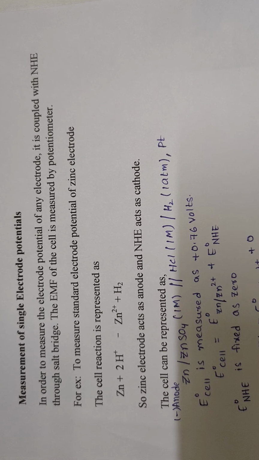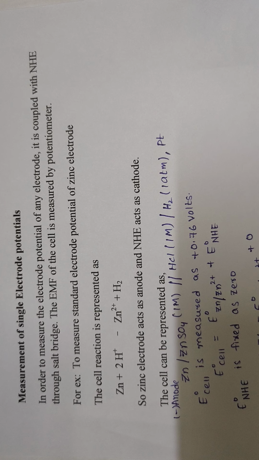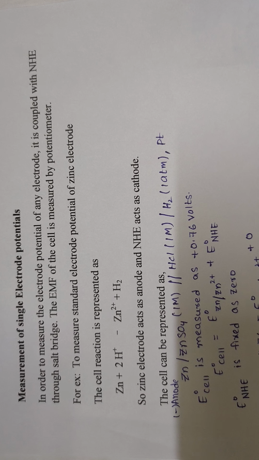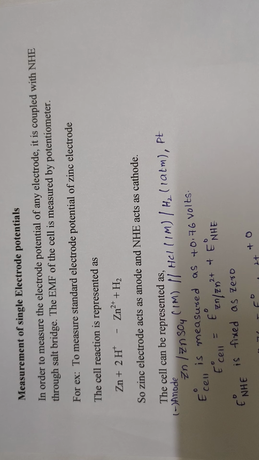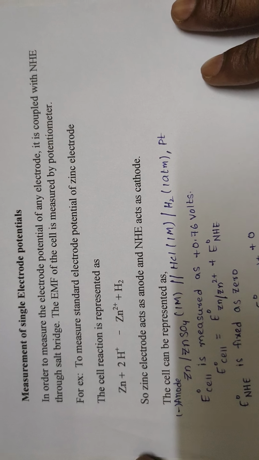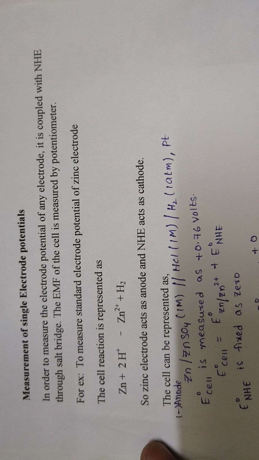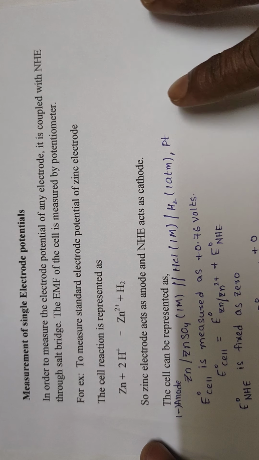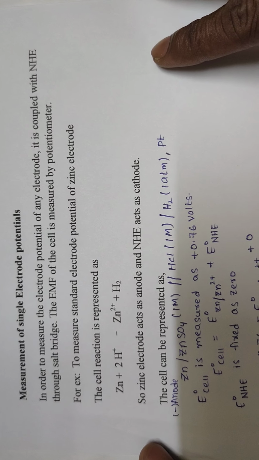In today's class, I will explain how to measure the single electrode potential by combining with a reference electrode like normal hydrogen electrode or calomel electrode. In general, in order to measure the single electrode potential of any electrode, it is coupled with normal hydrogen electrode through a salt bridge. So the EMF of the cell is measured by potentiometer.